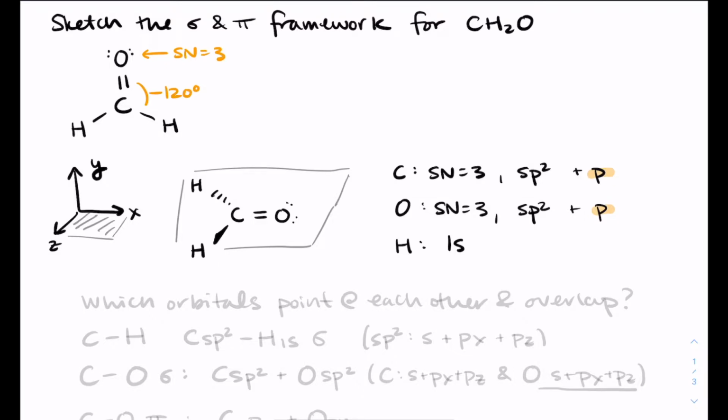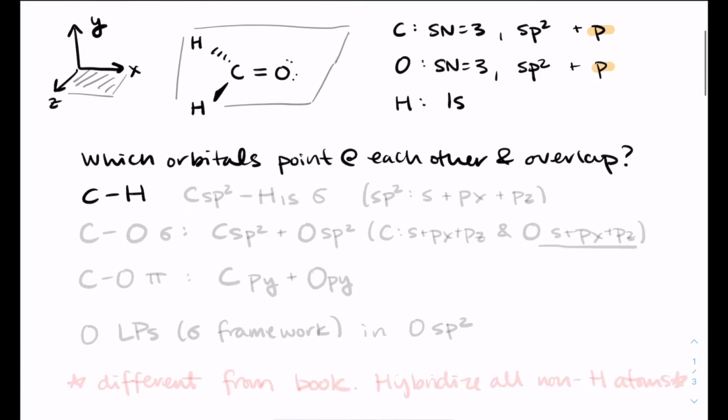So the next thing that I think is helpful for keeping track is that you can make a list of the bonds that you need to make and then which orbitals would point at each other to overlap to make those bonds. So for an example, probably the shortest one to figure out, a carbon-hydrogen bond. It's a single bond, so it's a sigma bond. So for carbon and hydrogen, my carbon is using sp2 hybrids. Hydrogen is just using the 1s, and it is a sigma bond. And then I have in parentheses here, my sp2s are going to be made with S, px, and pz.